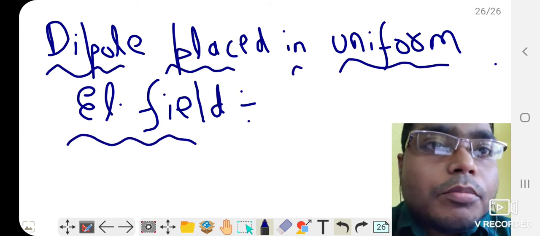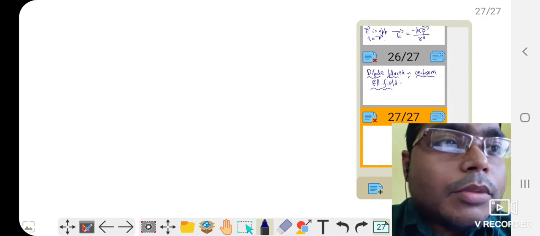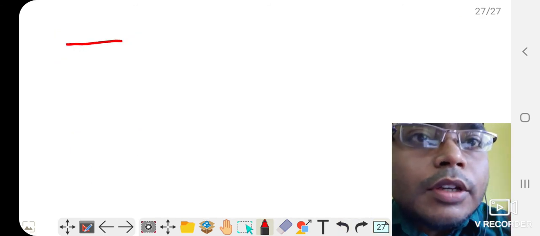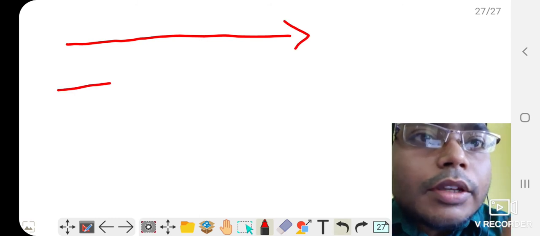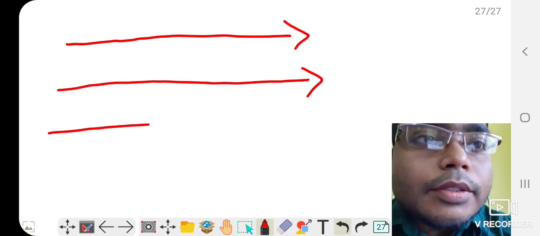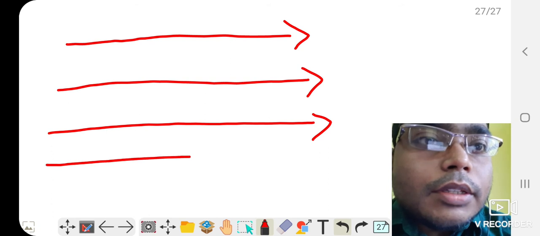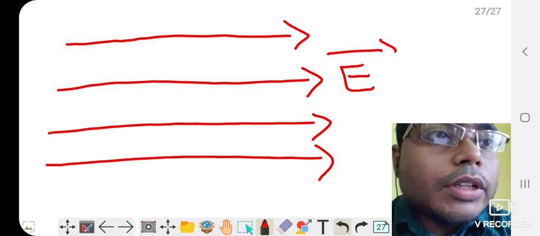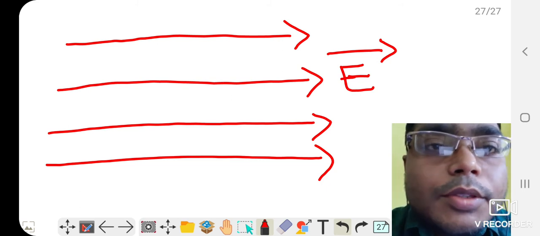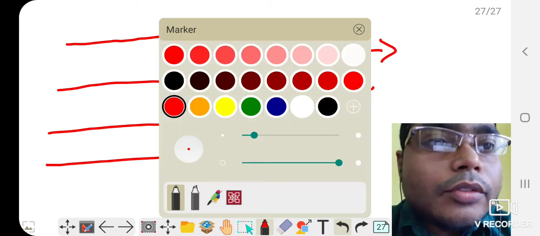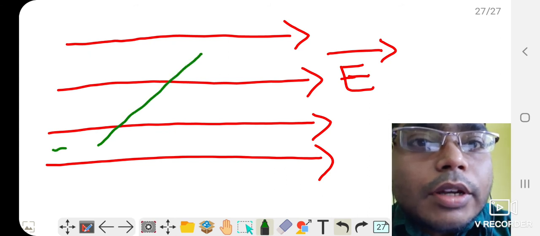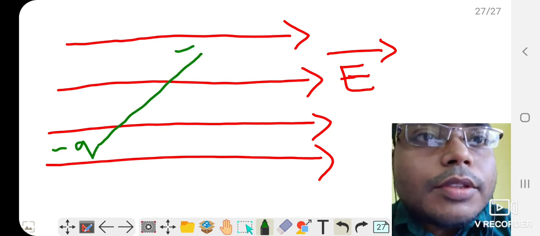This is also a very important concept. What is the meaning of a uniform electric field? How do we denote the uniform electric field? A uniform electric field is denoted by parallel lines. You have to remember that whenever we denote a uniform electric field, it is denoted like this, with parallel lines. Now there is one dipole present. Say this is the dipole, minus q and this one is plus q.